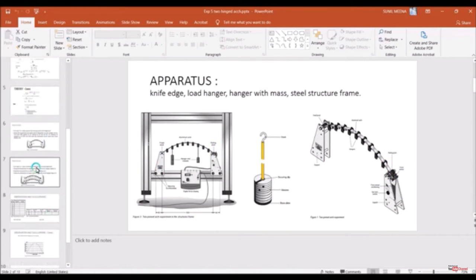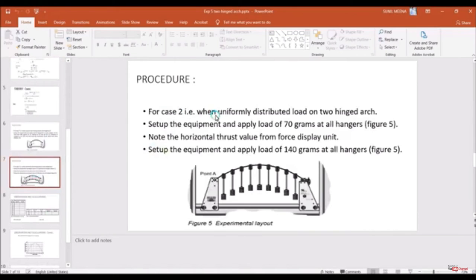So in the second case, when the uniformly distributed load on the 2 hinge arch is applied, we will set up the equipment and apply 70 grams to all these hangers. So 70 into 9 will be 630 grams of load. So the total load in 500 mm is 650 grams. So per unit, you can calculate the uniformly distributed load. Now note the horizontal thrust value from the digital force display unit.